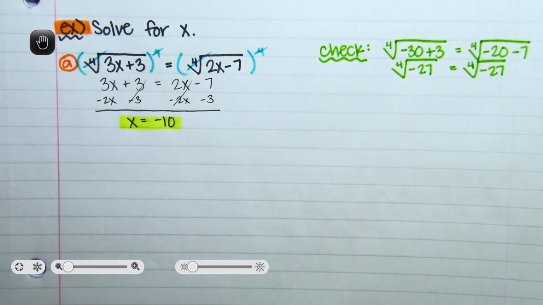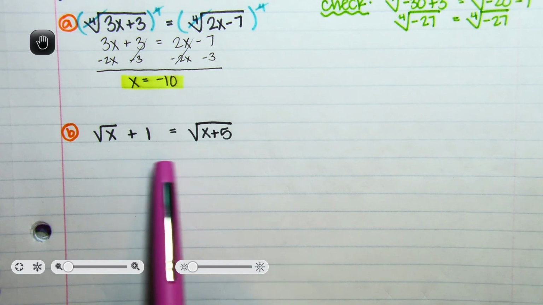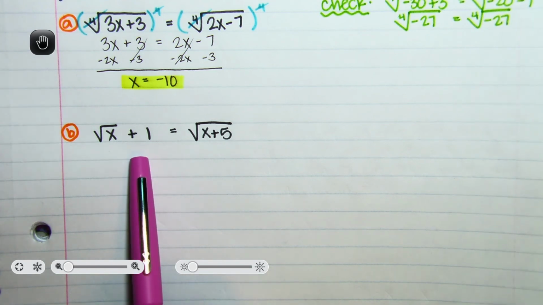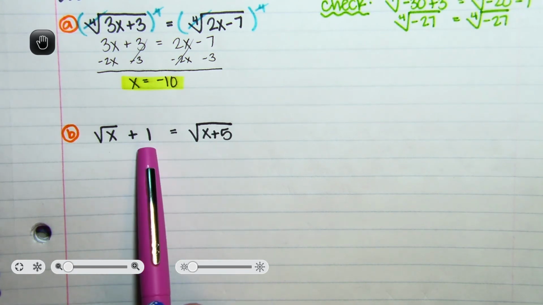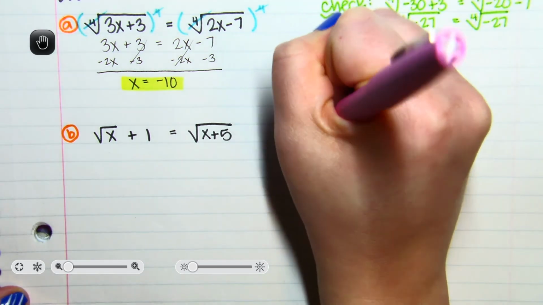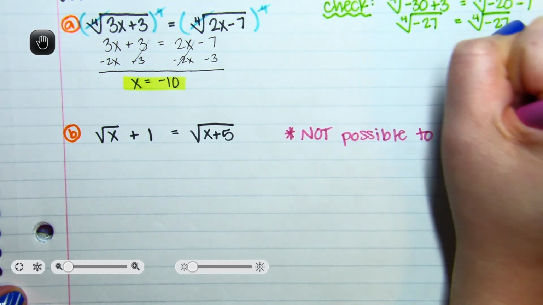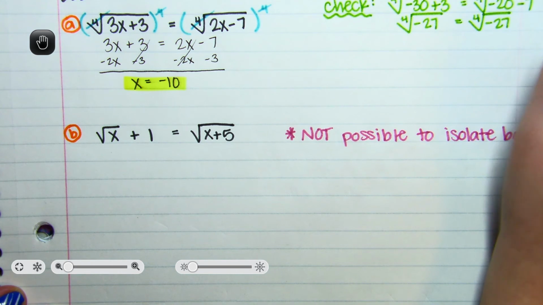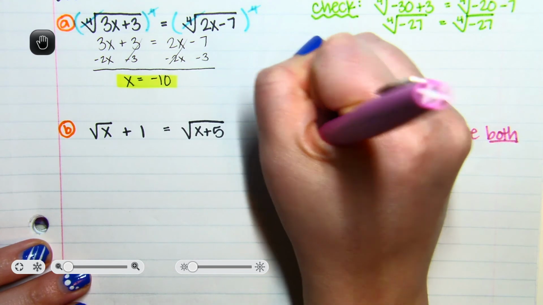It is not extraneous. All right, let's look at part B. Now, this one is a little bit different. They're both a square root, but no matter what we do, we will never be able to isolate the radical on the left side and the right side at the same time. This one is always going to be in the way, no matter what. So I'm going to write a little note about that. It is not possible to isolate both, not possible to isolate both radicals.